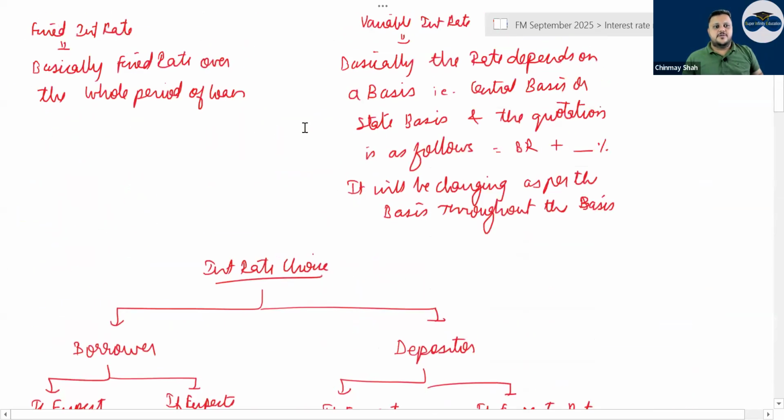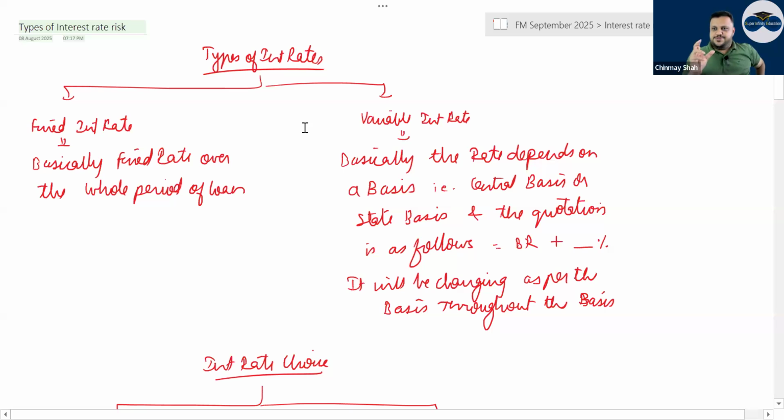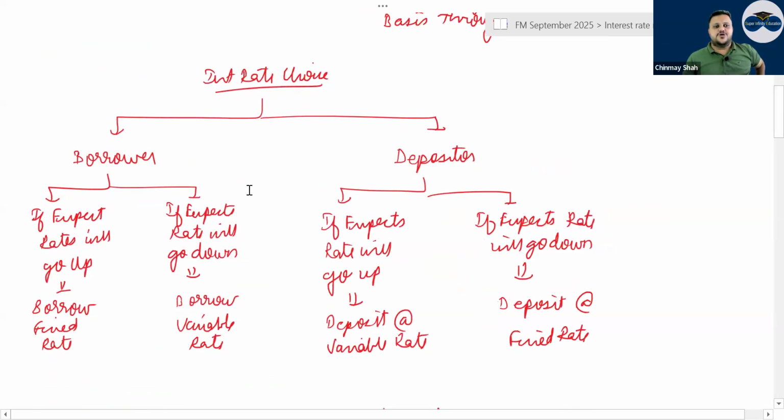Then types of interest rate. Interest rates are of 2 types: fixed interest rate or variable interest rate. Correct? Basically fixed over the whole period, and variable interest rate will depend on some basis. Sometimes you have a base rate or a LIBOR or MIBOR. LIBOR is London Interbank Offered Rate. MIBOR is Mumbai Interbank Offered Rate. It changes as per the policies of the government and the RBI rates change. Correct?